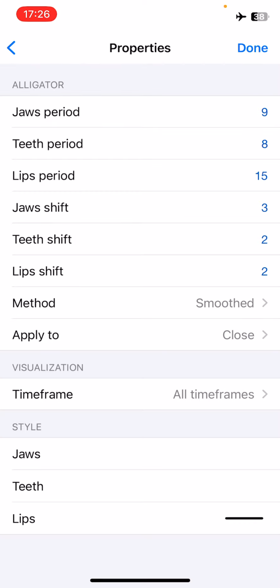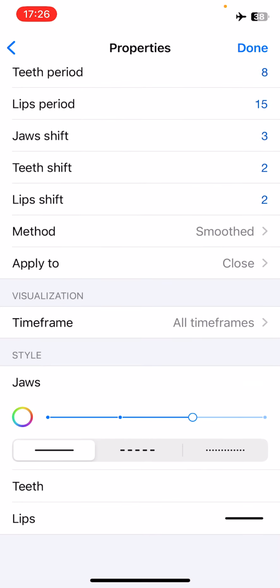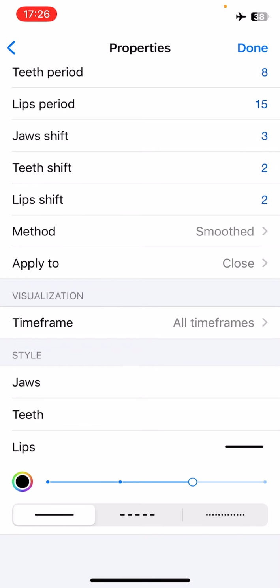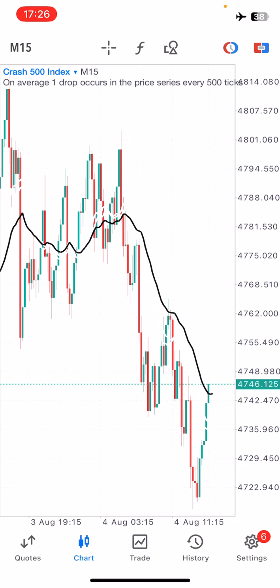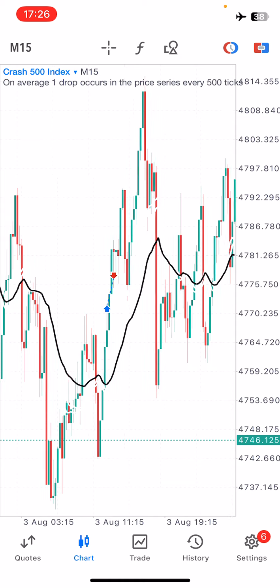Now, what I want you to take note of right here is the styling on the jaws. I chose white, the same color as my background, because I don't want it to appear on my chart. So choose the same color as your background for your jaws and your teeth. The only thing that should have color is your lips, which should be visible on your chart. So if I click done, I should only have this black line for my lips. This is the only line that we will need.